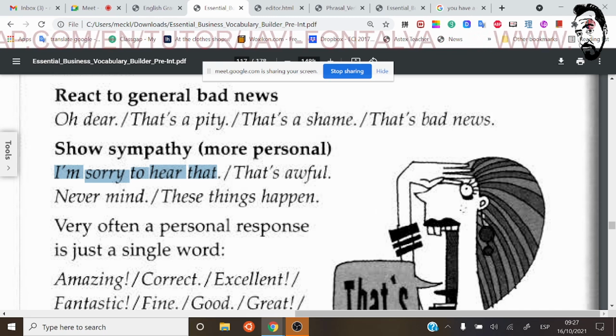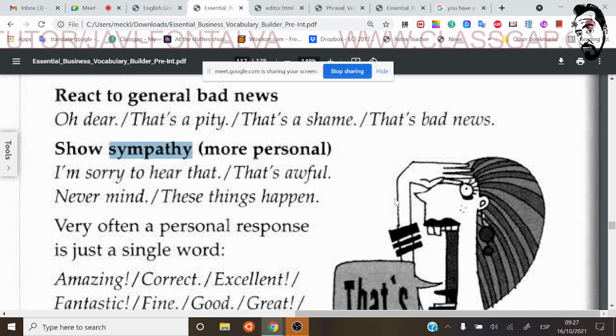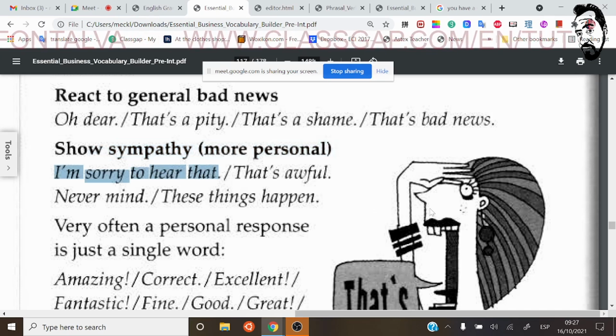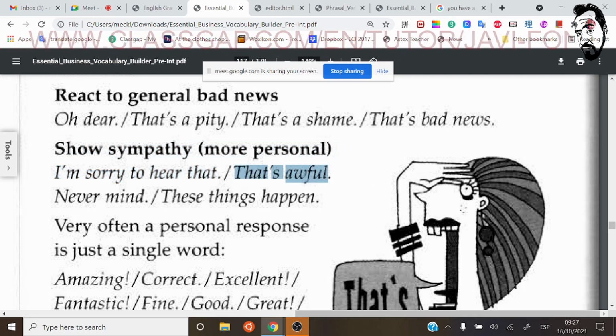But sympathy no es simpatía, es empatía. Como que tú entiendes lo que siente la otra persona. So, I'm sorry to hear that. Siento escuchar eso. Lo siento por ti. Oh, that's awful. Awful es como horrible, bad, very bad. That's awful.